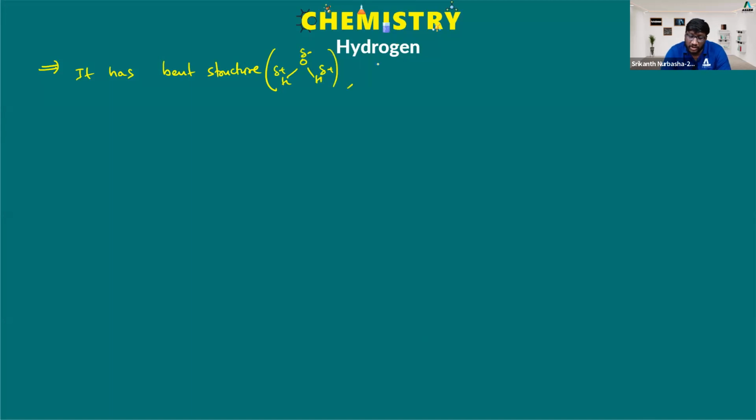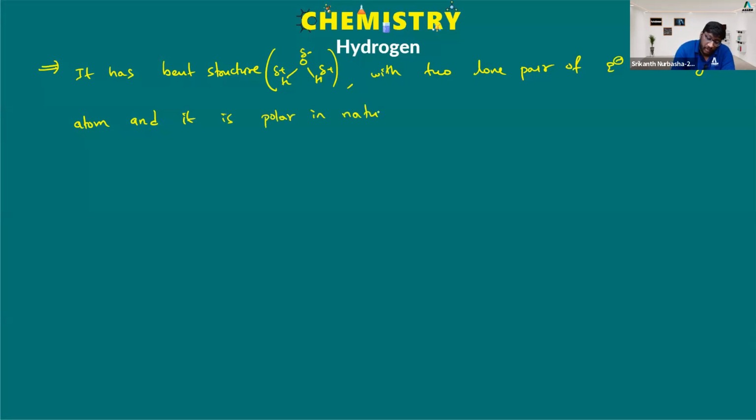It has a bent structure with 2 lone pairs of electrons on the oxygen atom, and it is polar in nature with a high dielectric constant.